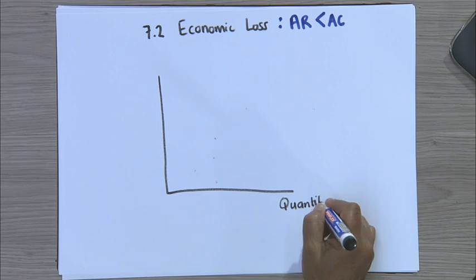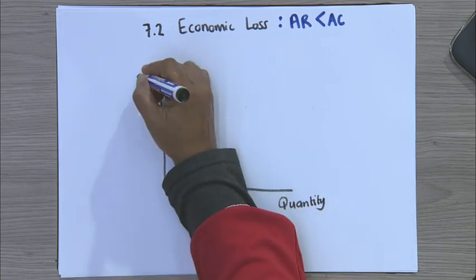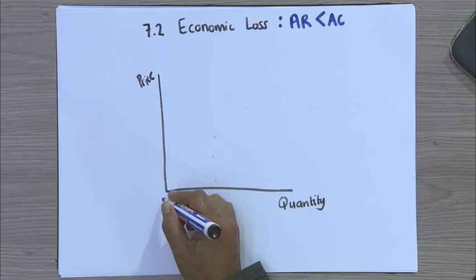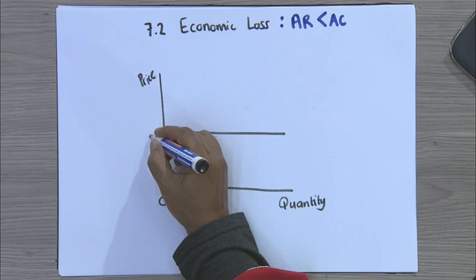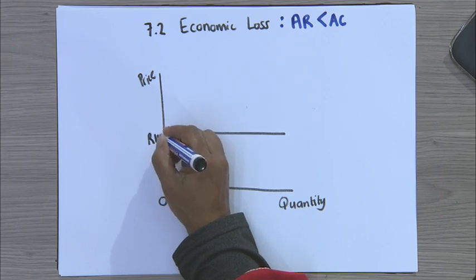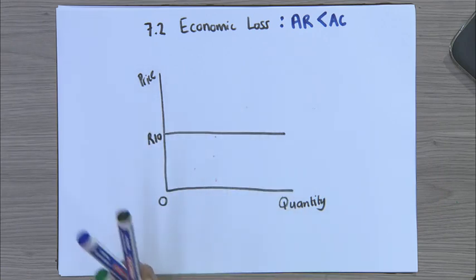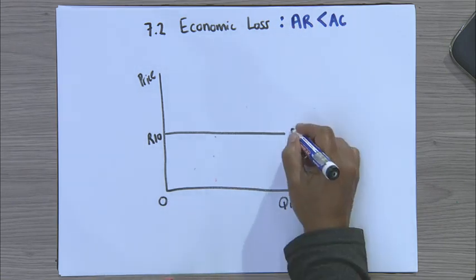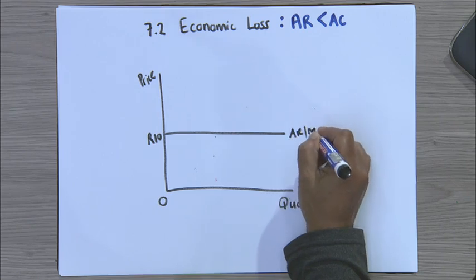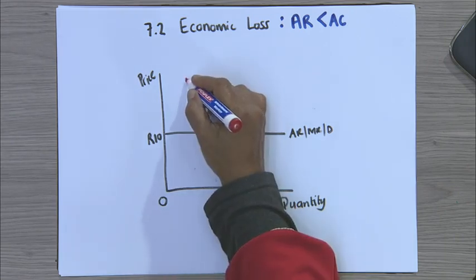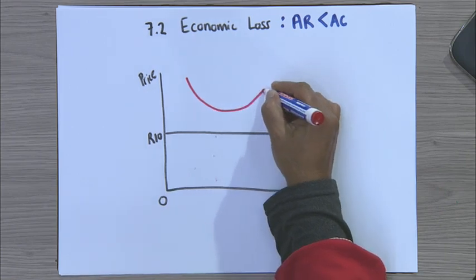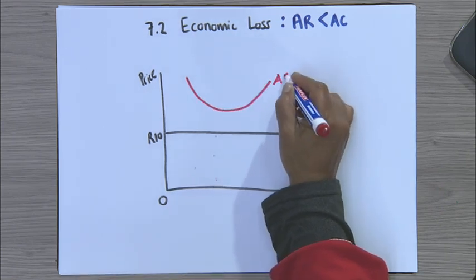Quantity, price. And we can leave it at 10 Rand again. Now, we said AC is greater than AR. So this is my AR, MR, D, right? So AC must be greater than AR. So my AC curve must be above my AR.